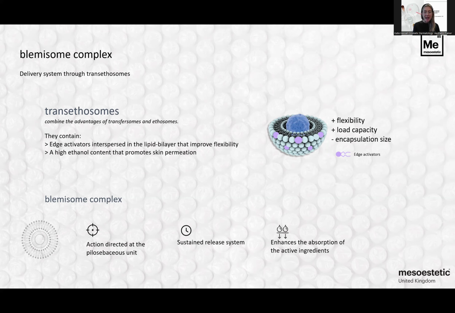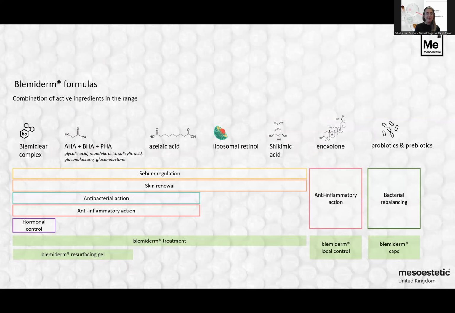So, action directed at the pilosebaceous unit. From its origin, the sustained release system enhances the absorption of these active ingredients. This is really nice, the Blemiderm formulas, a combination of active ingredients in the range. These are obviously some of the ingredients that we've looked at already and what they're actually doing. So you've got your sections there: sebum regulation, skin renewal, antibacterial action, anti-inflammatory action, and then hormonal control. And also at the end, with the Blemiderm Catch, you've got your bacterial rebalance. That's really important, with your pre and probiotics.